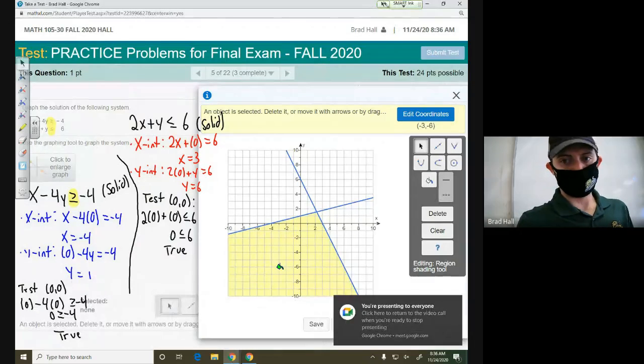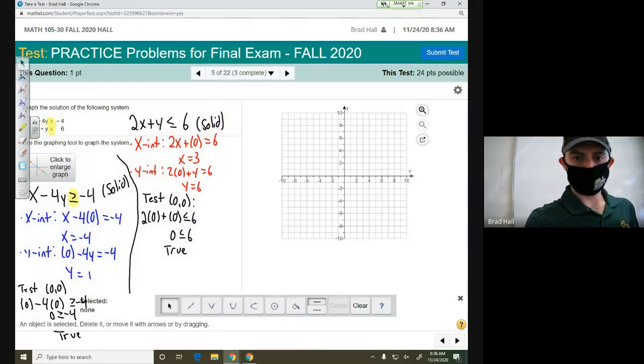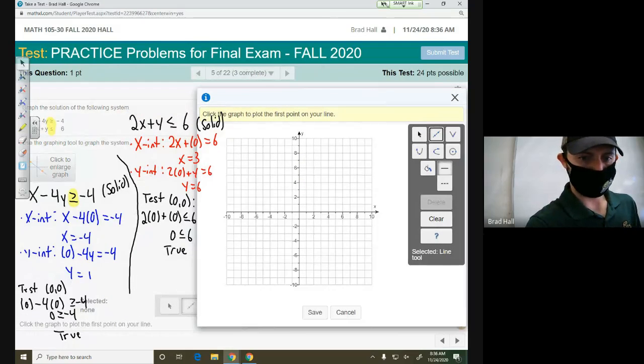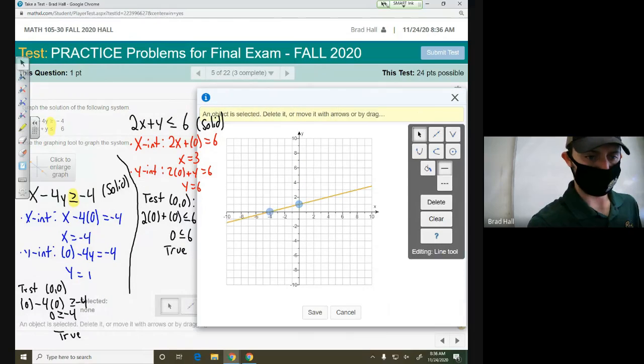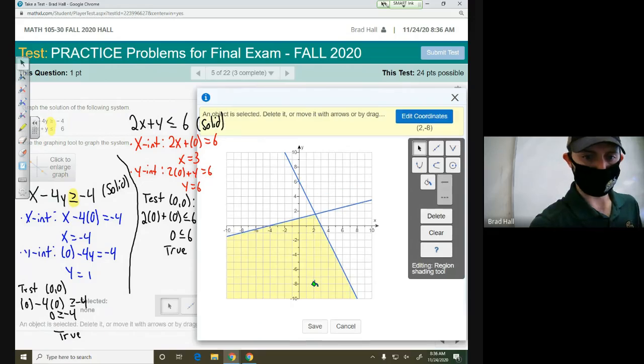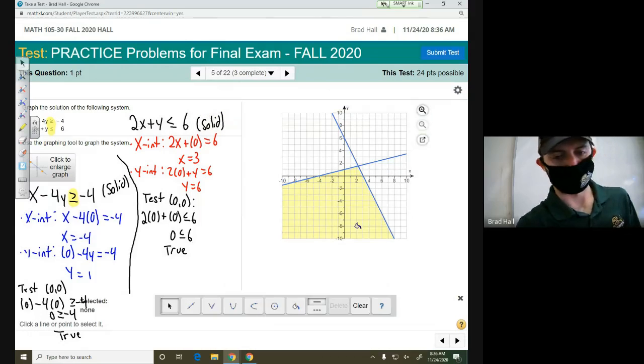So here, y is 1, x is -4. The other two, 3 and 6. And we shade it down here. Save. All right, cool.